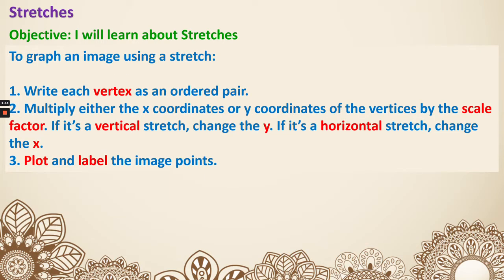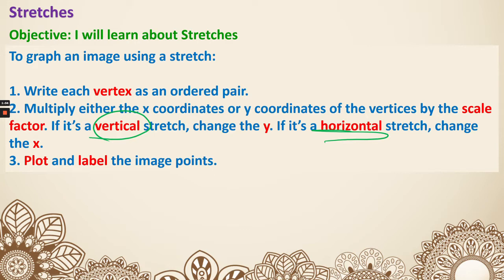As for how we graph an image using a stretch, it's still very similar to dilation. Write each vertex as an ordered pair first, and then we are going to multiply either the x-coordinate or the y-coordinate of the vertices by the scale factor. Now we do need to be able to tell apart when we use the x-coordinates and when we use the y-coordinates. If the question says it's a vertical stretch, we are going to change the y-coordinates. If it is a horizontal stretch, we are going to change the x-coordinates. And lastly, we just need to plot and label the image points.